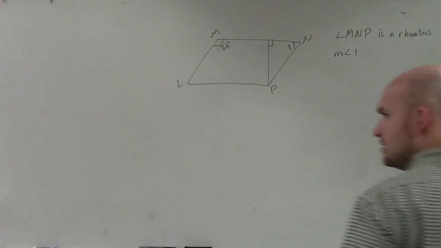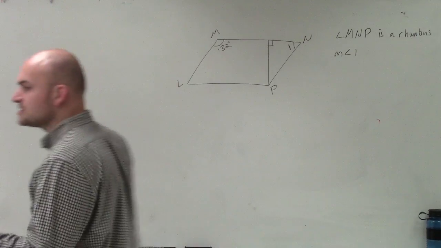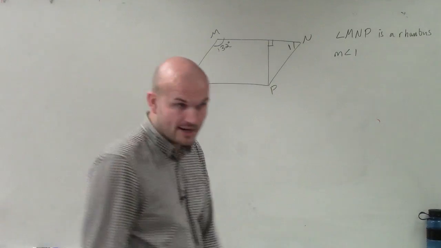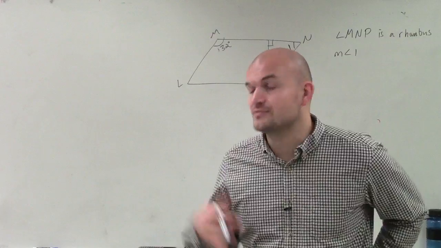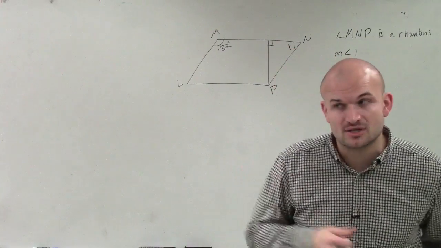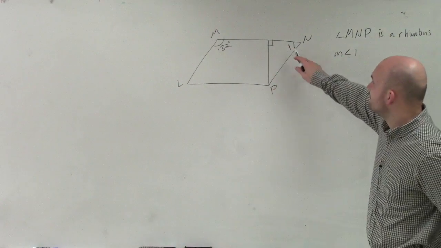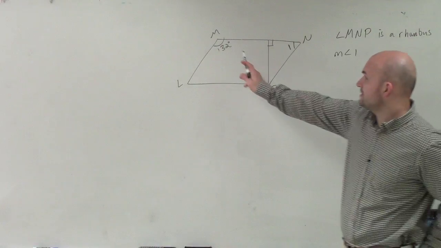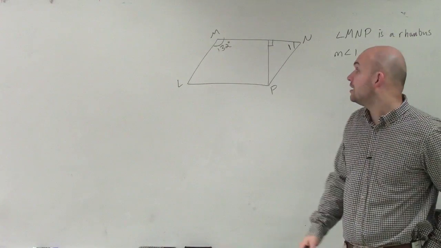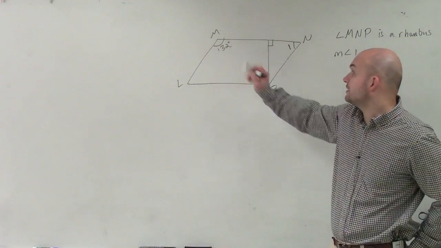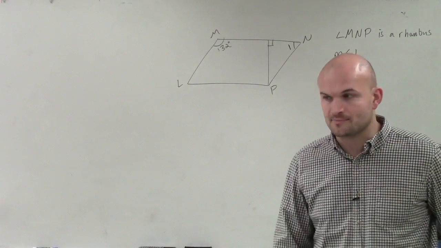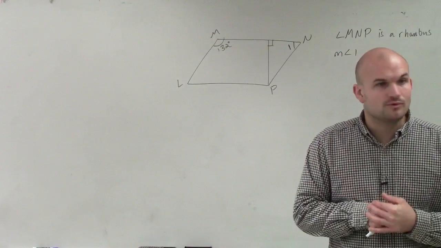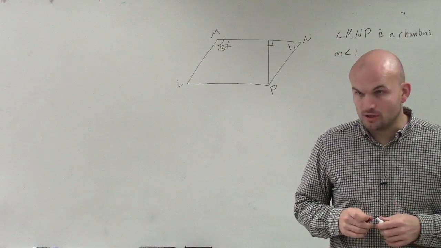So if this is a rhombus, then we know it's also a parallelogram, correct? Right? All rhombuses are parallelograms. So there's one characteristic of a rhombus and really all parallelograms that's going to help us solve this problem. They're asking us to find the measure of angle 1. The only thing they give us is a 132 degree angle as well as a triangle that contains a right angle. Now, let's think about what we know about the angles of a parallelogram.